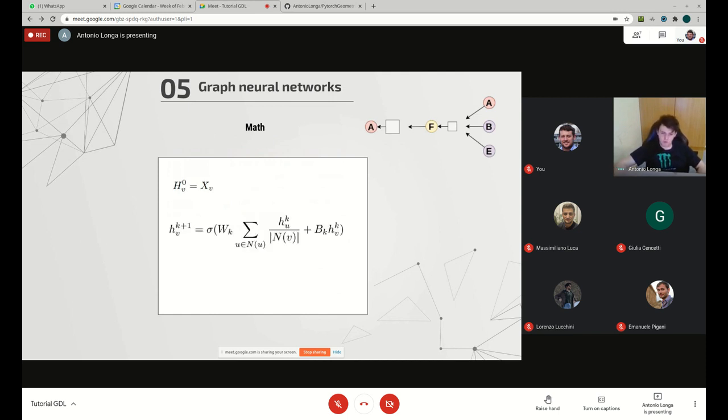Then we have some computation in which the representation of node V in layer k plus 1 is equal to something. And finally, we call the embedding of V, Z of V, equal to the last layer, so the kth layer of the node V. Okay.